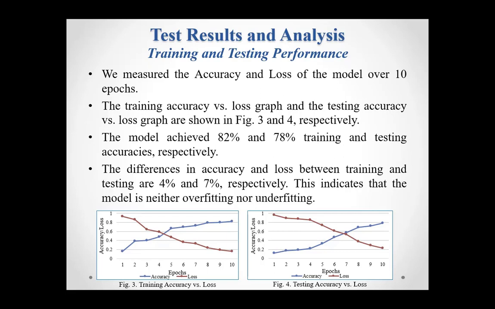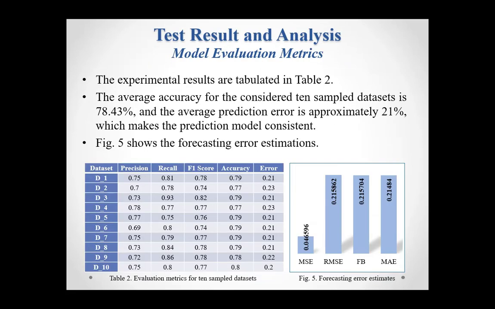The model achieved 82% and 78% training and testing accuracies respectively, and the differences in accuracy and loss between training and testing are only 4 and 7%. So for the model evaluation metrics, you can see the experimental results are tabulated in table number 2, and the average accuracy for the considered 10 sample datasets is 78.43%, and the average prediction error is 21%. And you can see figure 5 shows the forecasting error estimates.